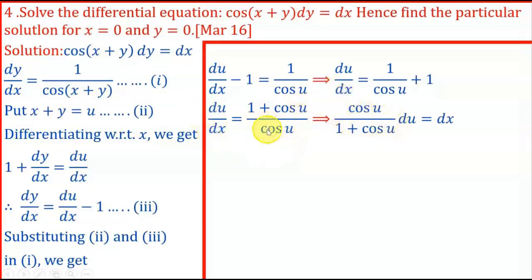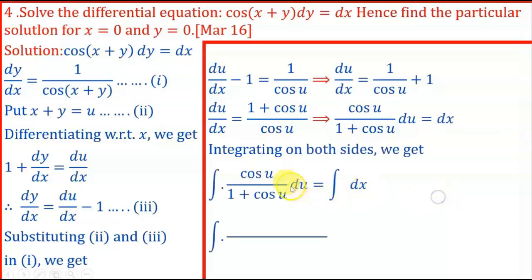If you shift this to the left hand side, it will come to the numerator, that is cos u, and this will go to the denominator. It means that cos u/(1 + cos u) du = dx. Now integrating on both sides, the integral of cos u/(1 + cos u) du equals the integral of dx.